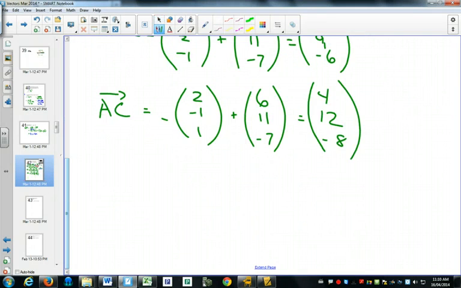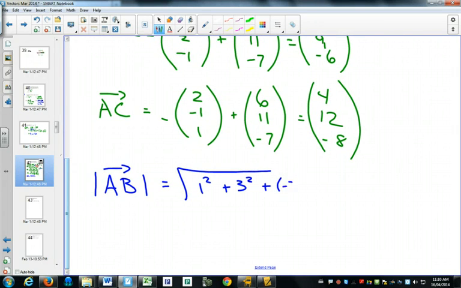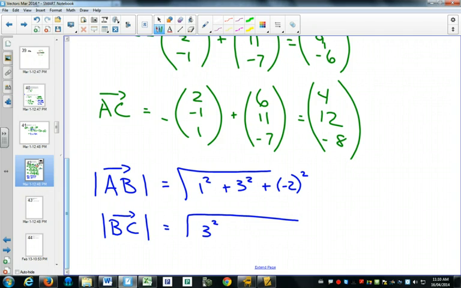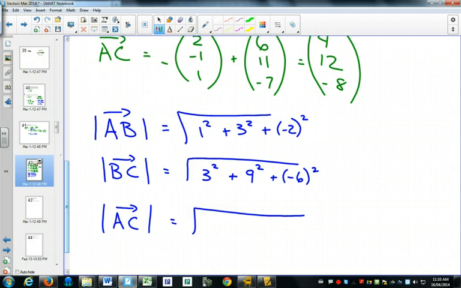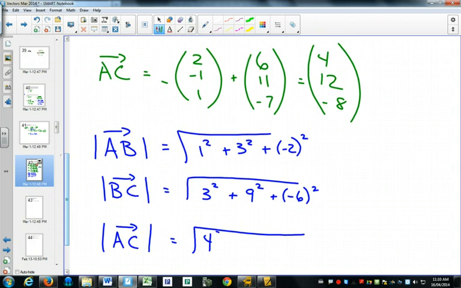Now to find the lengths of each of these, the length of AB is the square root of A squared plus B squared plus C squared. The length of BC will be the square root of the first one squared plus 9 squared plus a negative 6 squared. And A to C's length, right? See what we're doing? We're just taking whatever the x is plus whatever the y is plus whatever the z coordinate is and squaring them all.